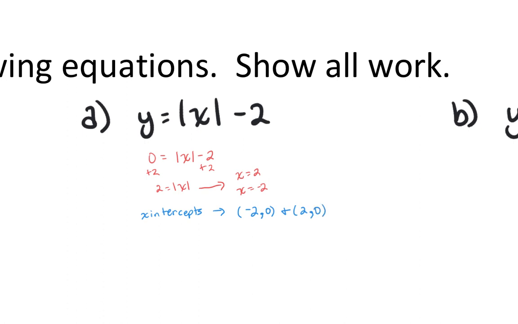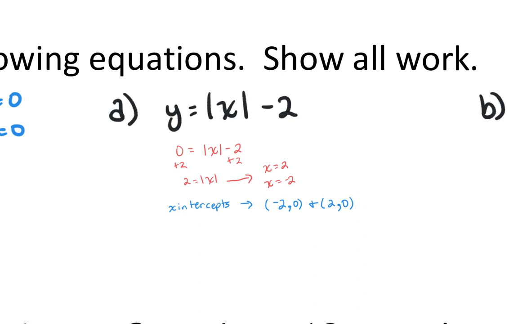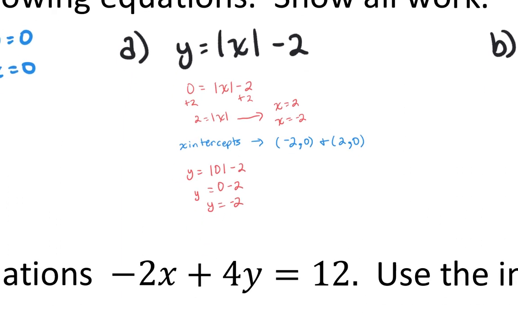Now we do the same thing for our y-intercepts, but we set our x equal to 0 this time. So the absolute value of 0 is 0, minus 2, we get y equals negative 2. So that means that our y-intercept, and we only have one y-intercept for this problem, will be, when our x is 0, our y is negative 2.